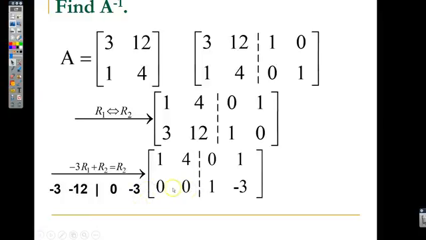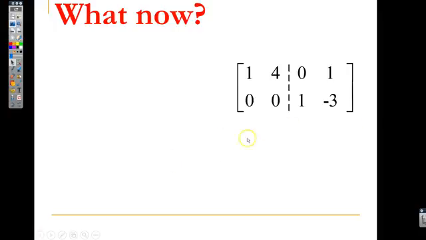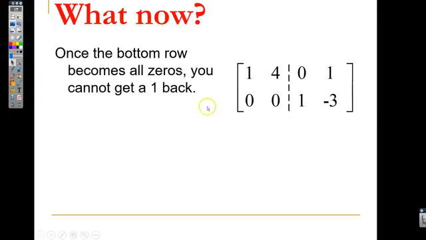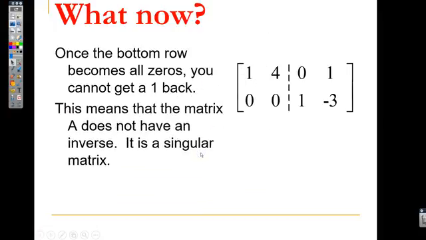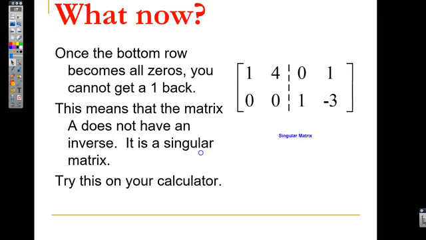But if you look here, we've got 2 zeros here. Once you've got a 0, you can't get it back to a 1. So it says, what now? It says, once the bottom row becomes all zeros, you cannot get a 1 back. This means that the matrix A does not have an inverse. It is a singular matrix. So it says, try this on your calculator.